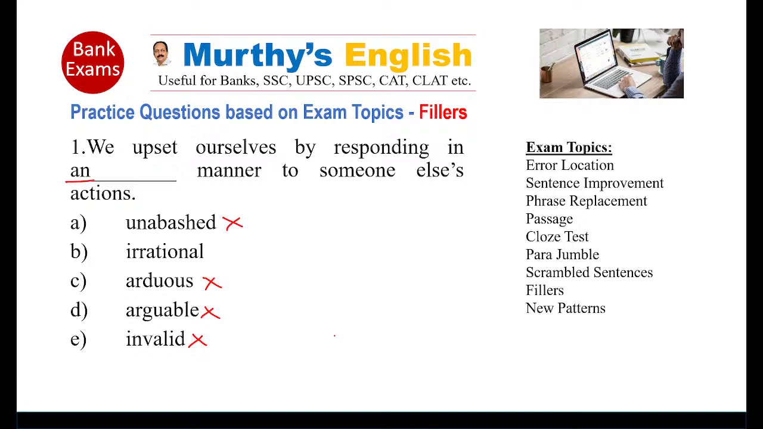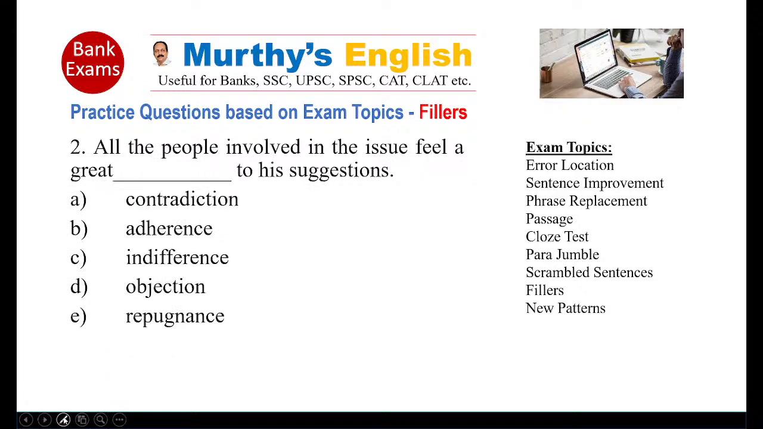We upset ourselves by responding in an irrational manner to someone else's actions. Here, respond. Respond in which manner? In an irrational manner, not shameless manner. You cannot use the first option. Answer is the second option, irrational manner, something that cannot be justified. We cannot use arduous. Arduous means what? Working something very difficult. No, it doesn't go with the context. Answer is B. B is the right word. Irrational manner, something that cannot be justified.